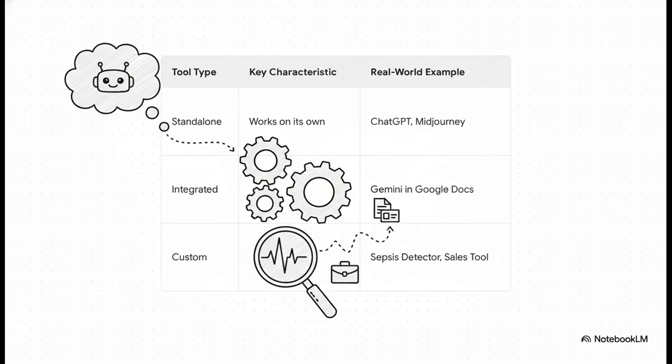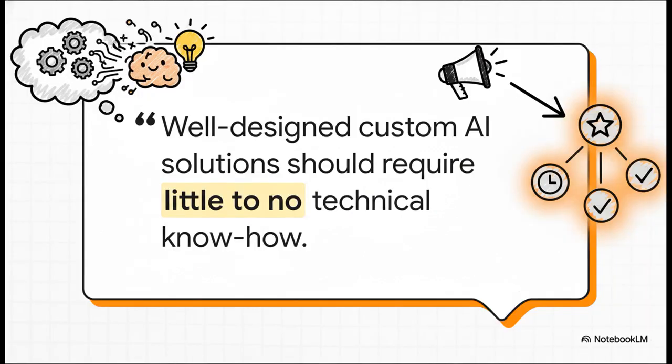Then there's integrated AI. This is the magic that's already built into the software you use every day, like Gemini helping you write in Google Docs. And finally, you have custom solutions. These are super specific tools built for one and only one job, like an AI that helps a doctor spot a disease early.